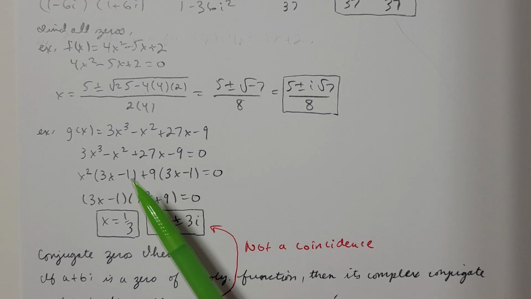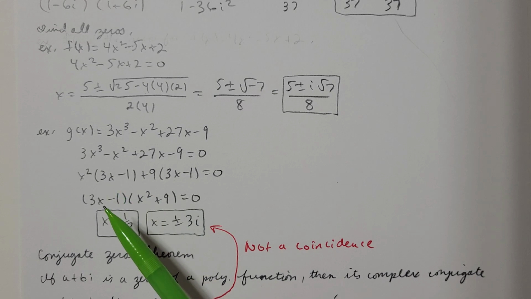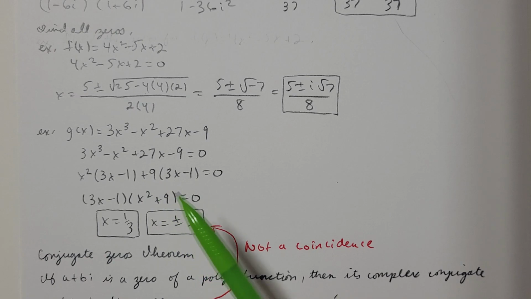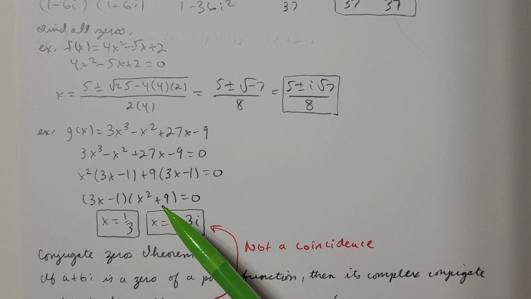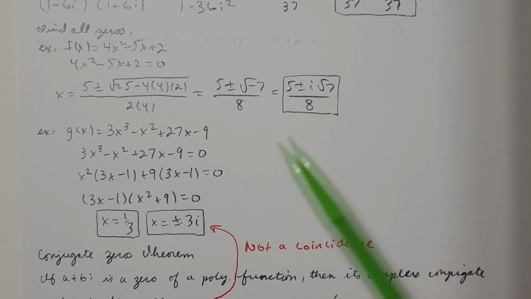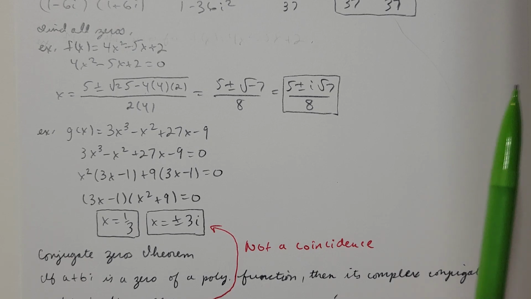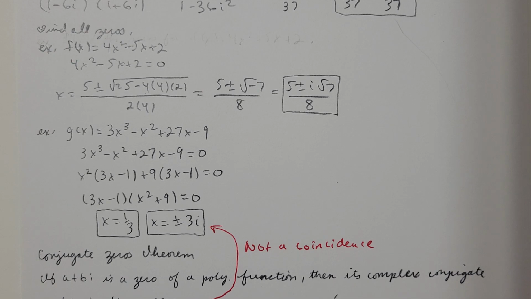Okay, so 3x minus 1 is in common in these two groups. Let's go ahead and factor that out of the whole thing. The leftover from group 1 is x squared. The leftover from group 2 is plus 9. That's equal to 0. Okay, so then set each of those equal to 0. 3x minus 1 equals 0 means that x is 1/3. And x squared plus 9 equals 0 means that x squared is negative 9. When I take the square root of both sides, the square root of negative 9 would be 3i. And of course, I need a plus or minus there whenever I take the square root of both sides in an equation. So I'm going to have plus or minus 3i as the other two zeros.